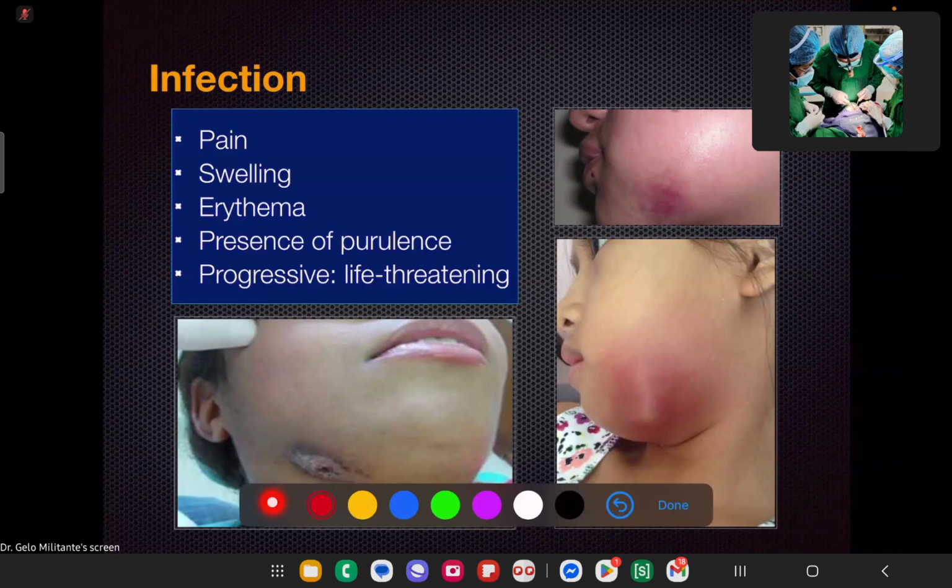So number one is there would be pain, there would be swelling, there would be erythema, there would be a presence of purulence, and of course it is progressively life-threatening. Okay?